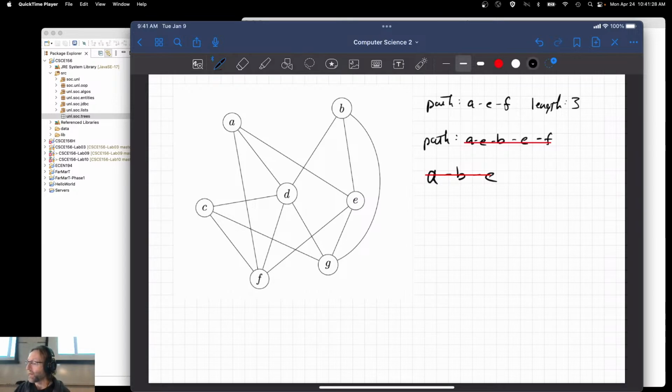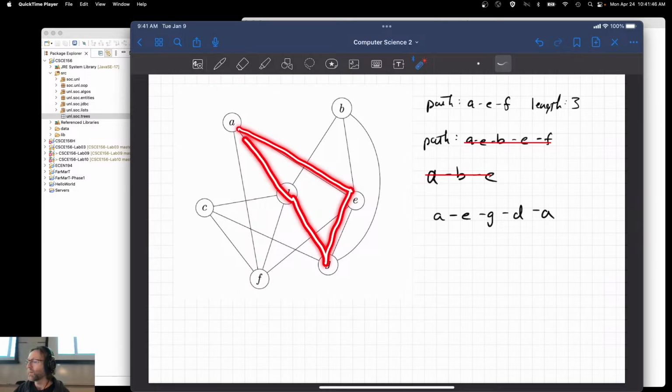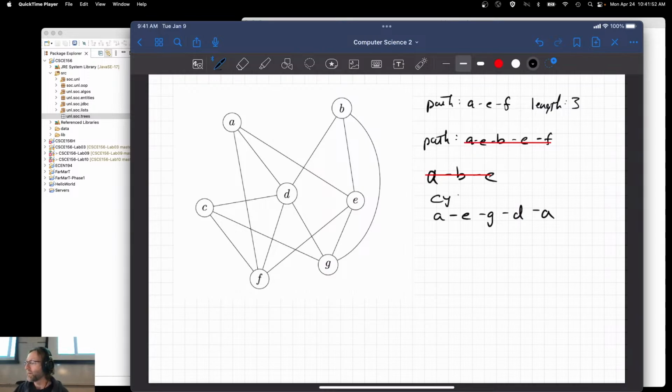Let's look at another path. Actually, let's get rid of that. Let's go from A to E to G to D to A, right? That's a path, but it begins at A, goes over here, and comes back to A. So that is a special kind of path. What is it? A cycle.